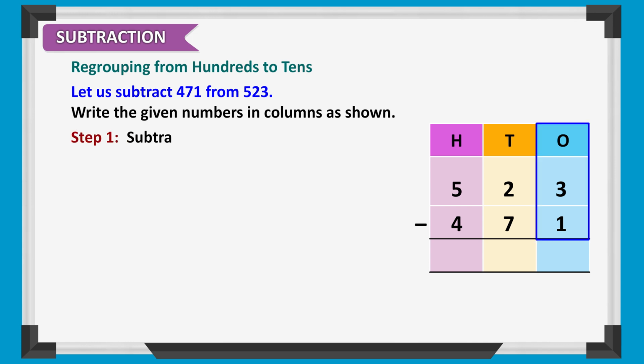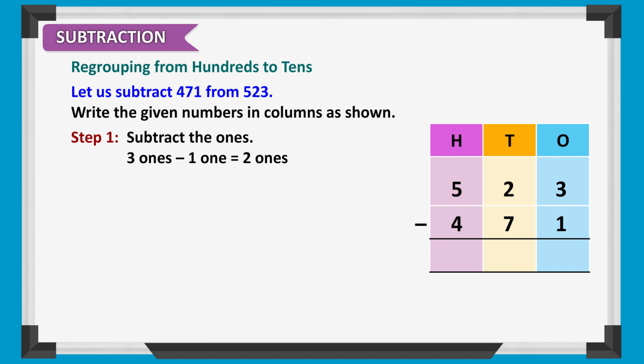Step 1. Subtract the ones. 3 ones minus 1 one is equal to 2 ones. Write 2 under the ones column.